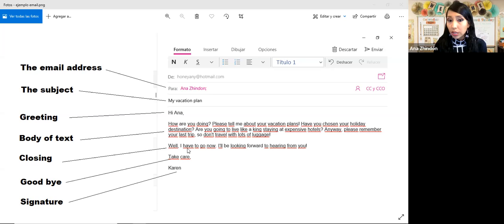Then you have the closing, the goodbye, and the signature. In the signature part, you have to write your name. Sometimes maybe you don't want to use a closing sentence. You just close the email with the goodbye. Sometimes you just write here regards or love, and that's it. You don't write a closing. That is not bad. It is okay, because it is an informal email. But normally, this is the structure that you use when you are writing an informal email.